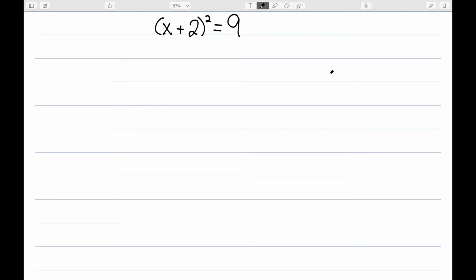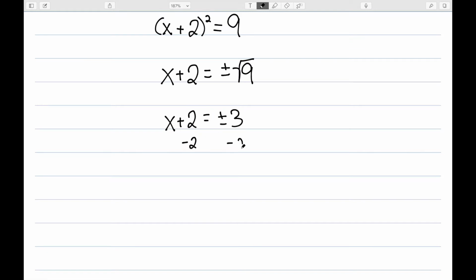One more example, x plus 2 squared equal to 9. This one's a little bit different, but it still works the same way. The left-hand side is something squared, so I can take the square root of both sides. When I do, the left-hand side just becomes x plus 2. The right-hand side is plus or minus the square root of 9. Or x plus 2 is equal to plus or minus 3.